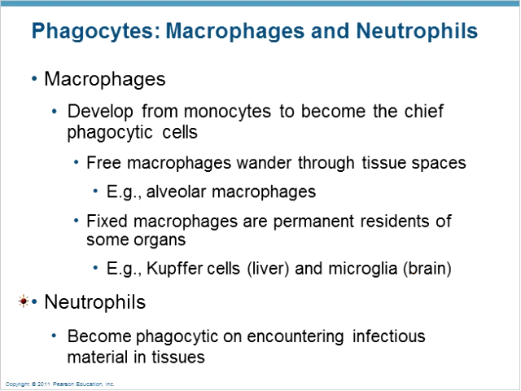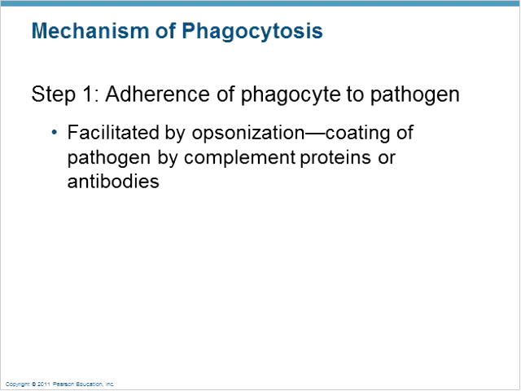And then we have another phagocytic cell called the neutrophil, and it becomes phagocytic when it encounters infectious material or tissue. So these two really make up all the phagocytic cells of the body. The macrophages, which actually originate from monocytes, and the neutrophils, which are a type of white blood cell also.